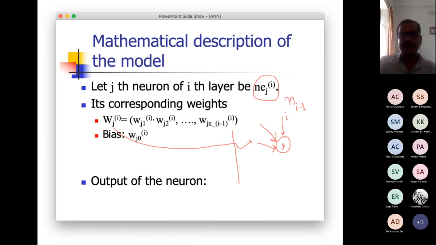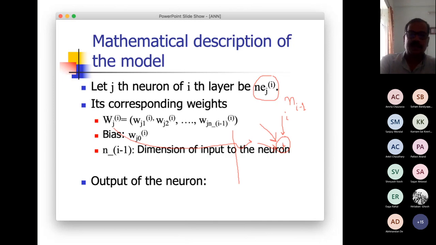And also the bias term is involved for that node. The bias term is denoted in this way, with the 0th subscript for the jth node. So that is how. And n_{i-1} is the dimension of input to the neuron.